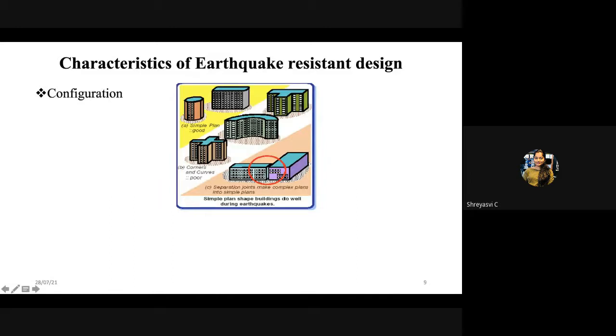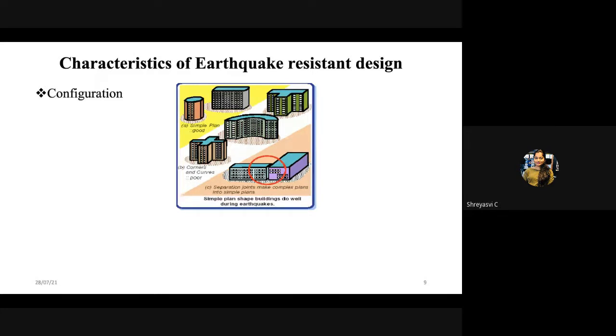On the other hand, if you have these kinds of sharp corners, what you can see here in a plus-shaped building or in a T-shaped building, these joints will actually have huge stress concentration, and most of the time the damage gets initiated from these corners. So these corners act as a weak point for the entire building, and that is why, as far as possible, from an earthquake resistant perspective, we should always try to keep the configuration as simple as possible.